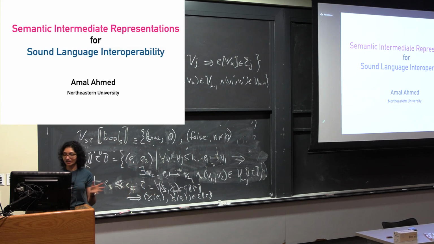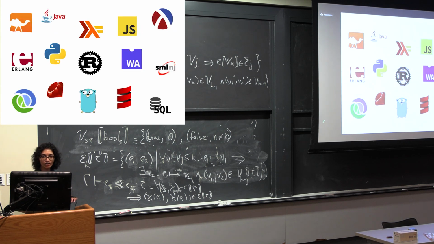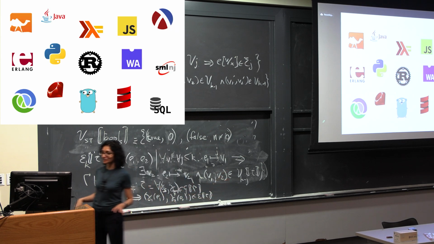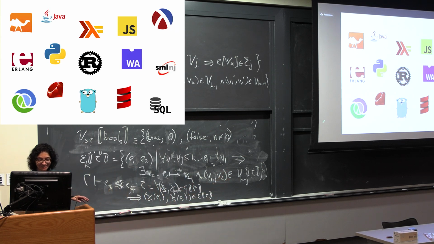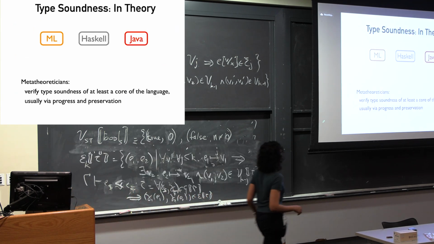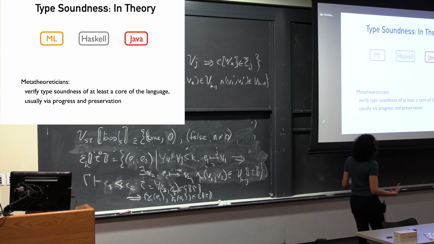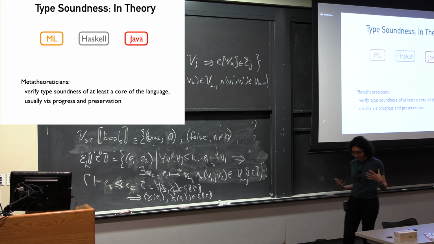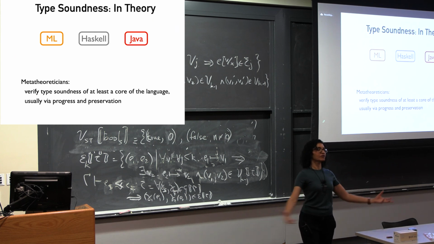I want to show you a use of unary logical relations. So there are many, many different languages in the world. I like to show this slide when I start talking about language interoperability. But I want to talk about type soundness, right? Because that's what we've been talking about. So in theory, for all of these different languages that we have out there, ML, Haskell, Java, what do people in our community do?